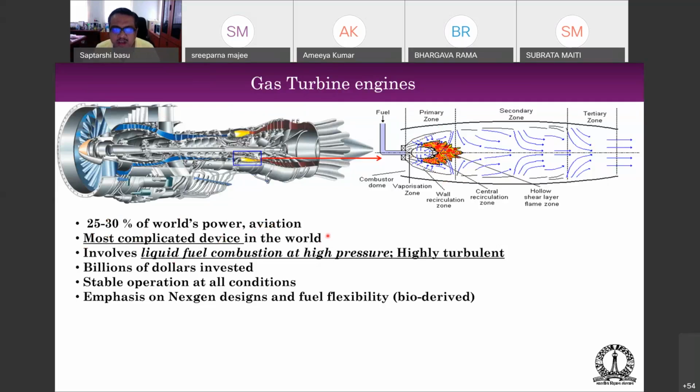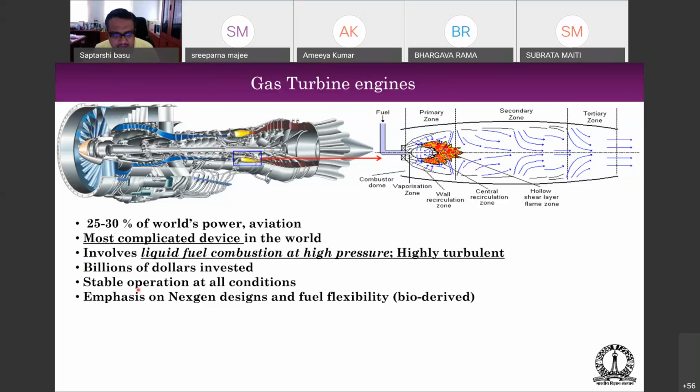That is why only a few companies actually make gas turbines. It involves liquid fuel at high pressure, and it's a highly turbulent environment. So as you can understand, it's a multi-phase system, which is highly turbulent in nature. And we have billions of dollars invested each year. What people want is for the gas turbine to operate at all conditions. So it should not go unstable. It should not show blow-offs and extinction events.